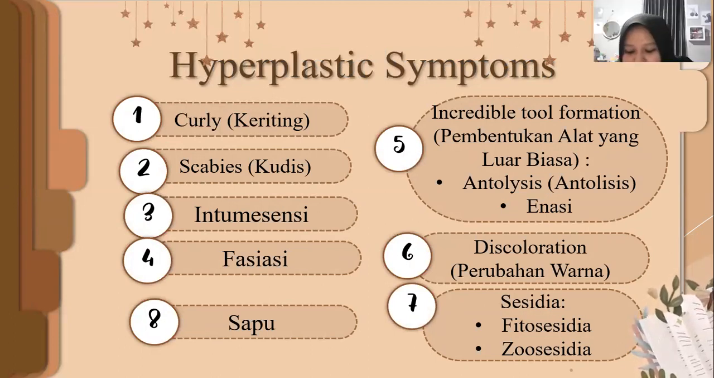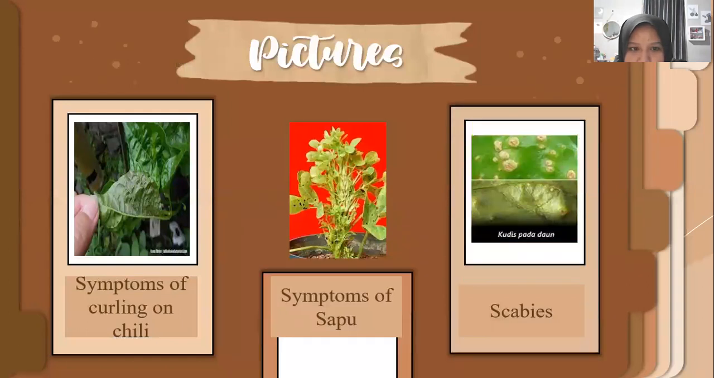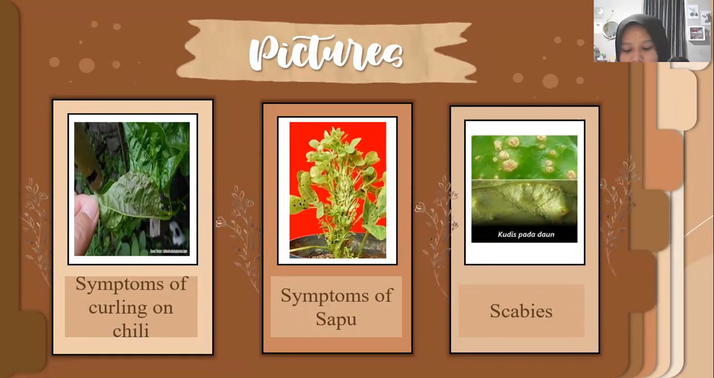There are some symptoms of hyperplastic. The first, curling; the second, scab; the third, intumescence; the fourth, fasciation; the fifth, gall or tumor formation; the sixth, discoloration; and the seventh, cecidia, which are of two kinds: phytocecidia and zoocecidia. There are some pictures of symptoms of hyperplastic: symptom of curling on chili, and symptom of scab.